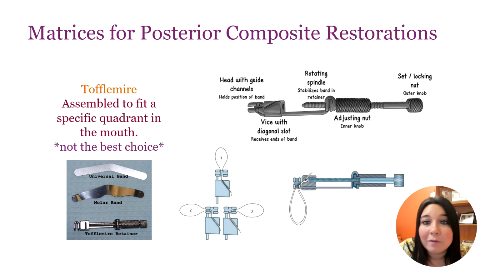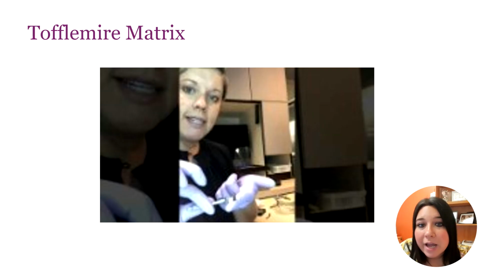We've talked about the Tofflemire before, but just to recap, the U-shaped head has 3 guides for the position of the band: left, right, or straight. The inner knob adjusts the diameter of the loop, while the outer knob locks the band into the rotating spindle. And again, just some disadvantages. It can create point contacts or even no contacts and very straight non-anatomical walls where we want those walls kind of convexed out. It also is very difficult to use on badly broken teeth. There's a video in the resources and materials folder. Feel free to look at it again. It's just going over the Tofflemire matrix, which we've already covered before.